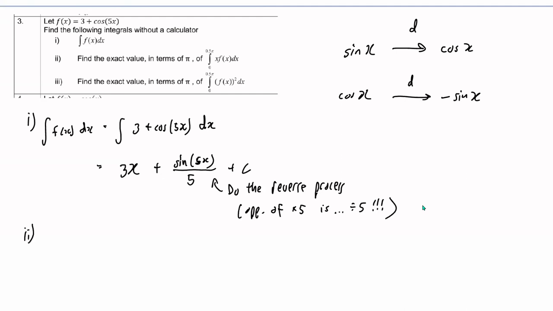Part 2. Find the exact value in terms of pi of the integral from 0 to 0.5 pi, that's half a pi, or pi over 2, of x times f of x dx. What's x times f of x?